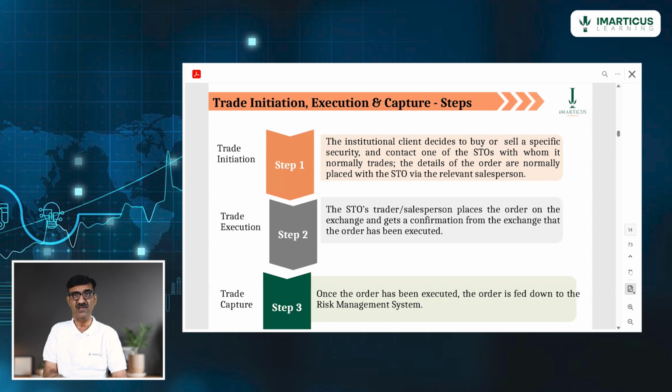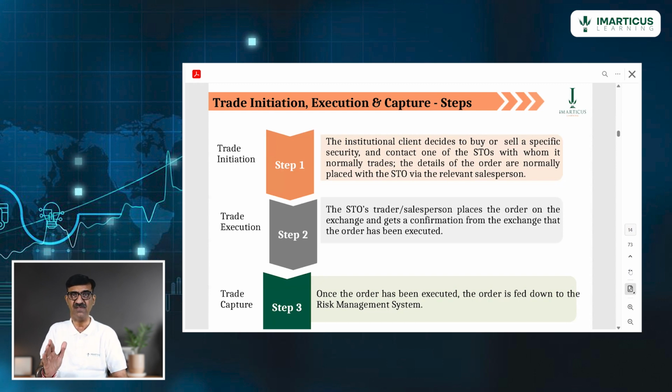But before that, the client gives consent to the STO. Yes, I want to buy or sell. When the client gives consent, it is called trade initiation. Trade initiation means the client gives consent to the STO.